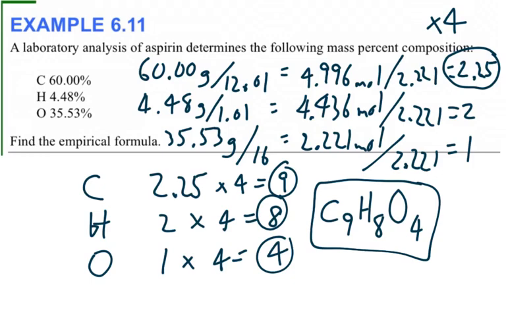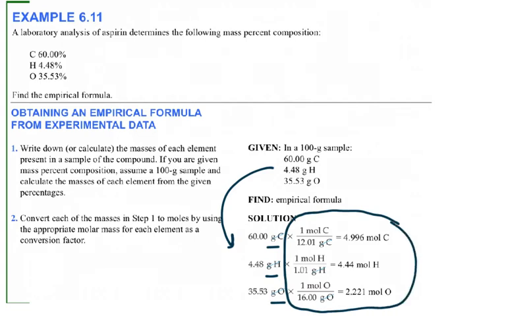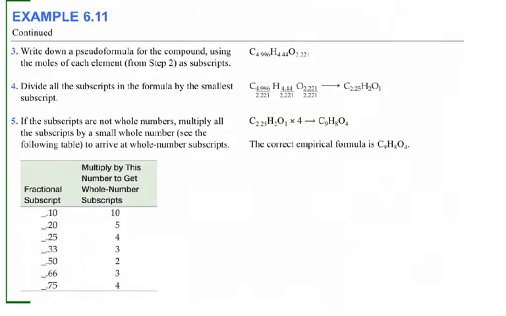Now again, let me have you look at the solutions. So notice how they changed everybody to grams over here. Then this is step 1. They're changing everybody to moles. Okay. Then in the next step on the next page, they're dividing by the lowest number.